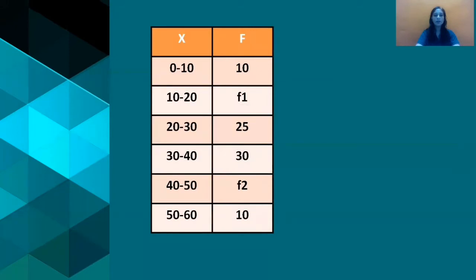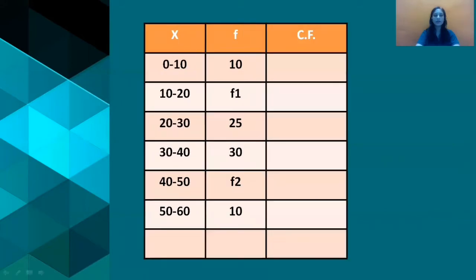Now as per the solution of the median for the continuous series, the first step is we need to find cumulative frequencies. For this purpose, I have added a third column here. For the first class, that is 0 to 10, cumulative frequency would be the same as the frequency, that is 10. For the second class, cumulative frequency would be the previous class cumulative frequency plus the same class frequency. So that is 10 plus f1. Similarly, for the next class, the cumulative frequency would be 35 plus f1.